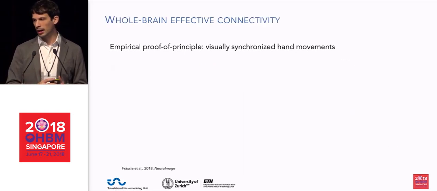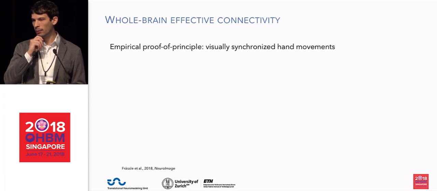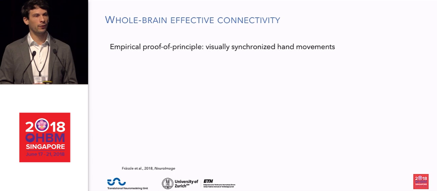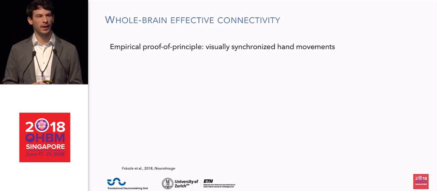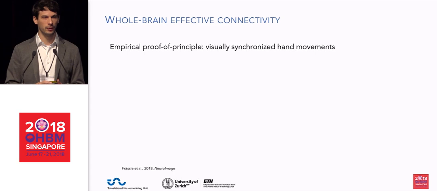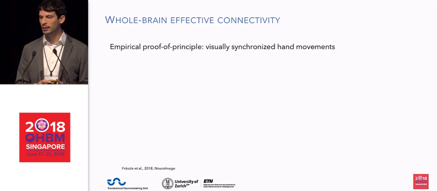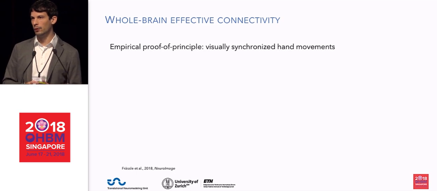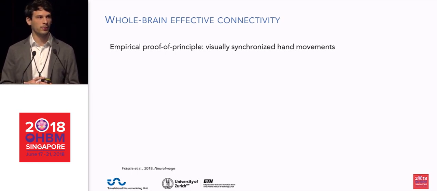So in the last part of my talk, what I want to do is give you a first proof of principle that we can actually apply this regression DCM model to a whole brain network where we can then infer whole brain effective connectivity patterns. And to do that, we use data from an fMRI scanner from a single representative subject.